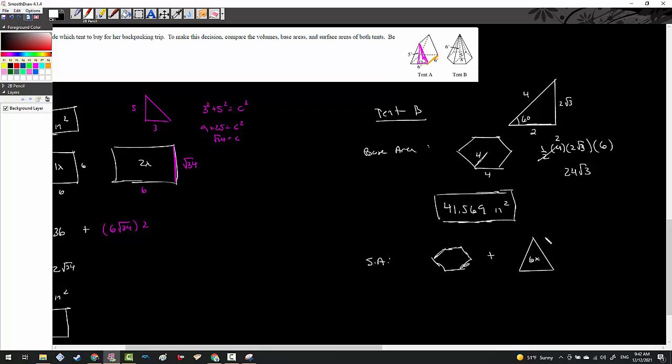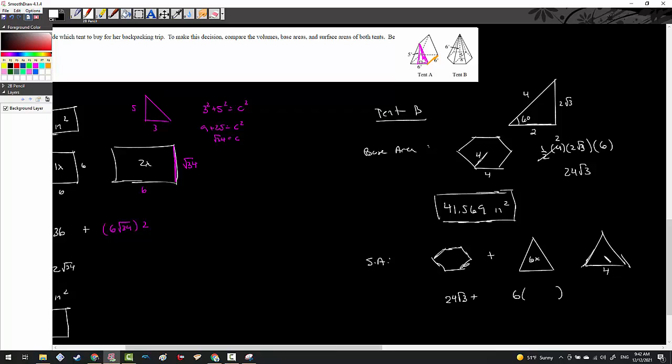So that shouldn't be too hard, I'm thinking. Well, I know that this is going to be 24 rad 3 plus 6 times whatever the area of this triangle is. Well, from here, I do know a couple things. One, I do know that the base of this triangle is 4.